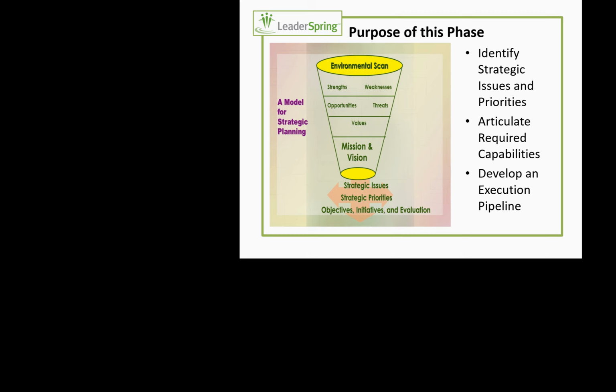And in your personal mission, you identified some values and key things that you're great at. And this is something that you can just as easily do as well with your organization. Be able to say what is the vision and mission of the organization as well as the values, right? And so in this phase, what we're doing then is identifying strategic issues and priorities, and then moving towards articulating required capabilities. And I'm going to talk about the worksheet that I put in the file folder in a moment, and then develop an execution pipeline.